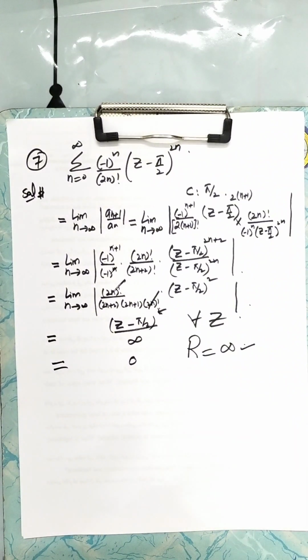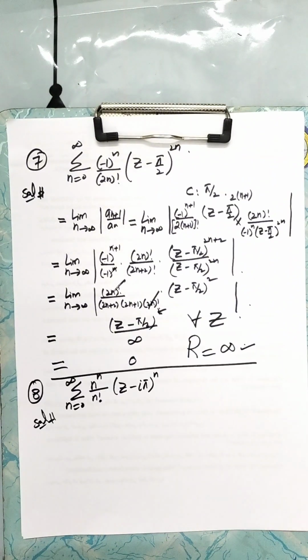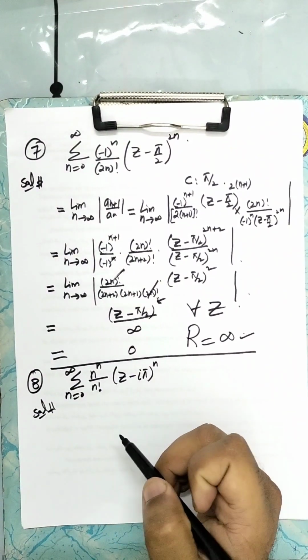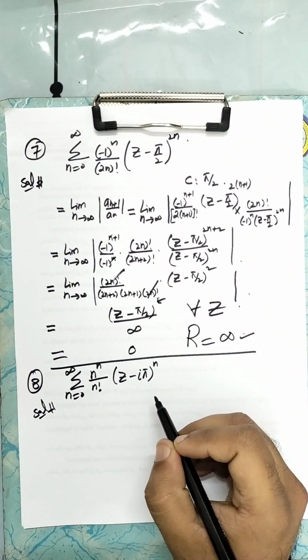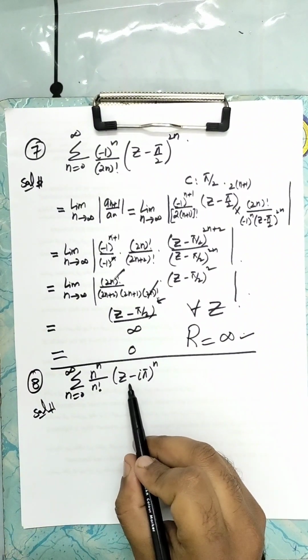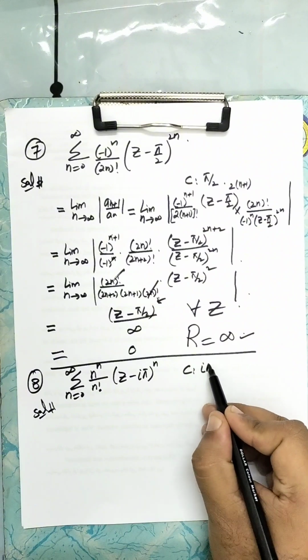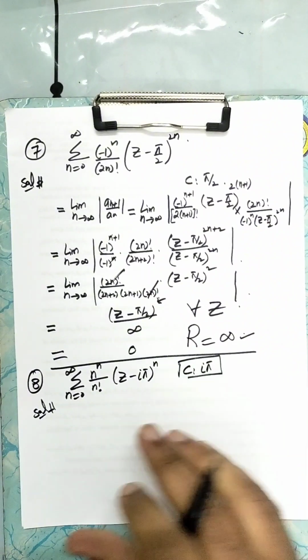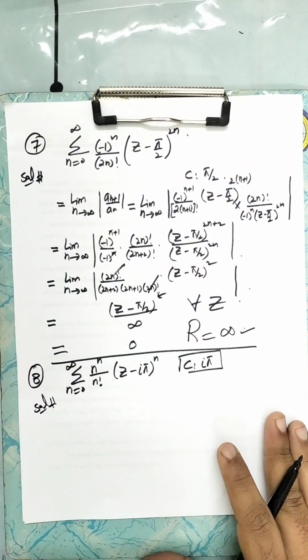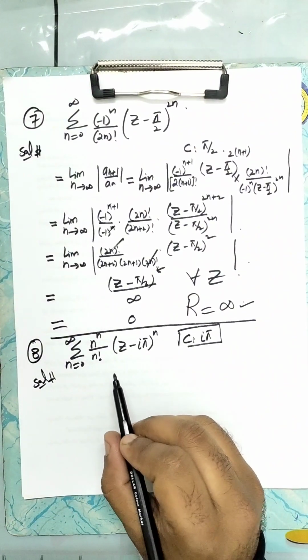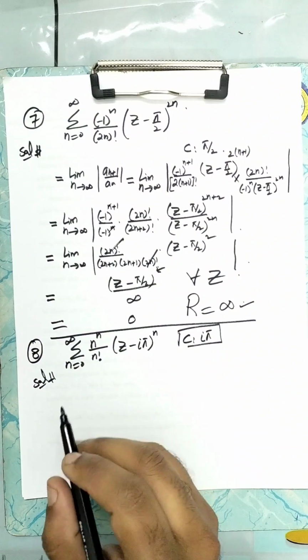Now we solve question number 8. Again in this question we find the radius of convergence and center. So here we compare this with z minus z naught, and the center is iota pi. This is so simple. We directly calculate the center. Now we find its radius of convergence. So again we use the Cauchy ratio test.